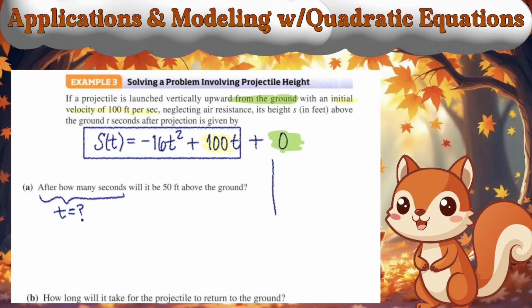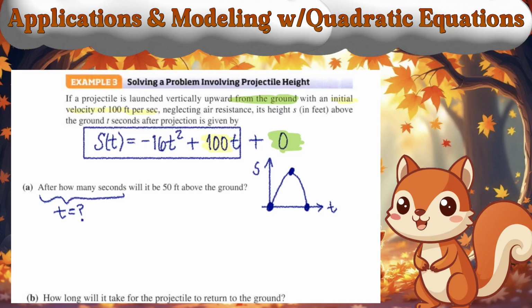So let's even envision what the graph, the visual of this would look like. So t is our input. It goes on our x-axis. S is our output height. It's on our y-axis. This object starts on the ground, and over time, it'll go up, hit a max height, and then start falling down and hit the ground.